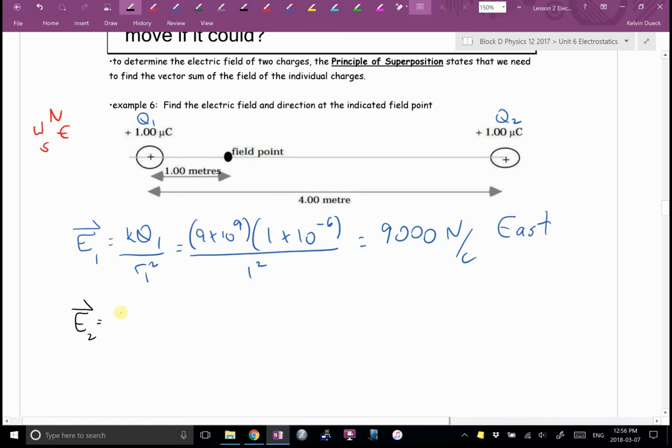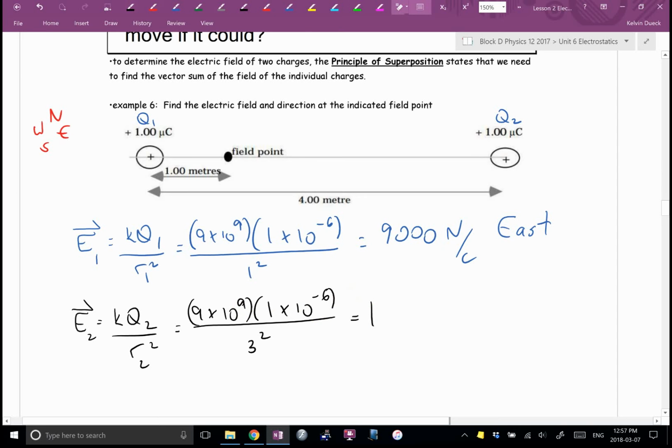Repeat for the right-hand charge. That's going to be KQ2 over R2 squared. What's K? 9 times 10 to the 9. And 1 microcoulomb again. What's R? Don't say 4. Careful. Don't forget the squared. Put your calculator down. What's 9 times 1? Divided by 3 squared. Oh, 1. And then what's 10 to the 9th times 10 to the negative 6? 1,000 newtons per coulomb. Direction, which way would a positive at this field point want to move if it could because of that guy?